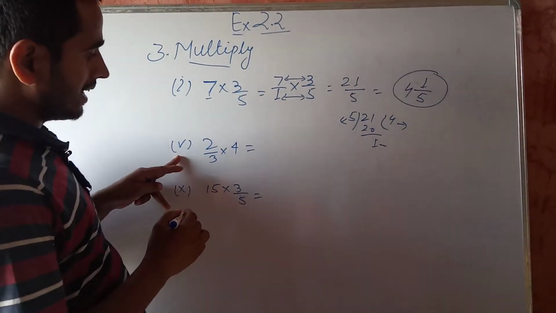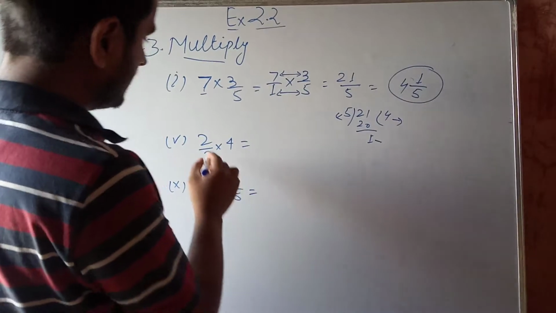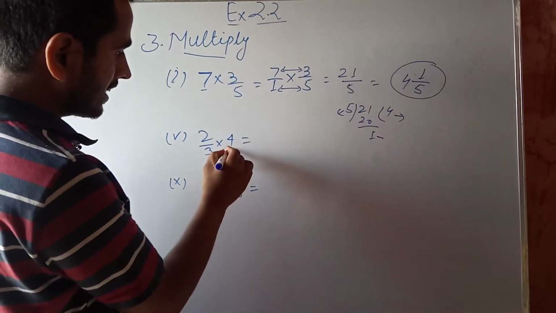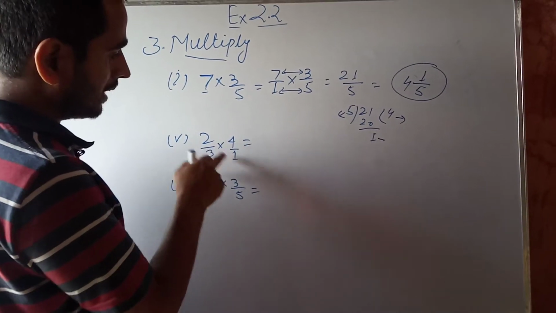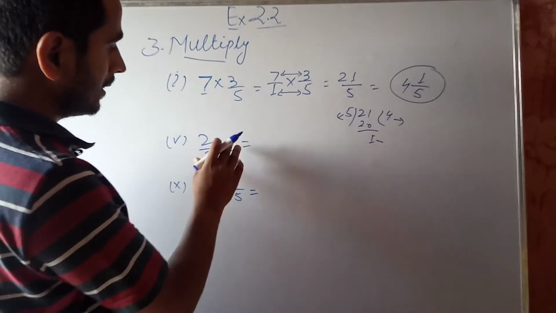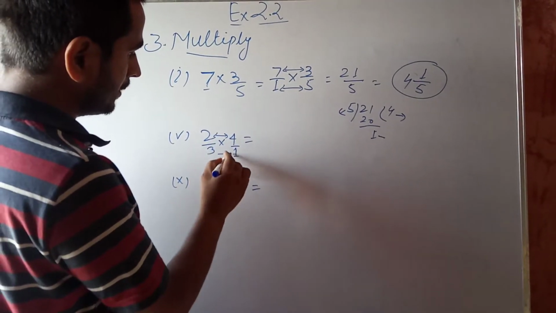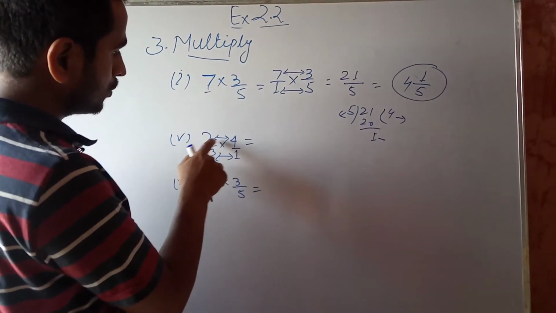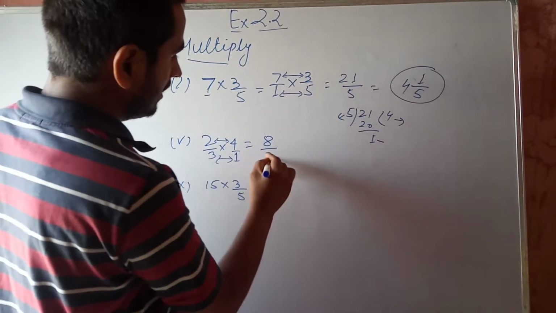Coming to question number 5. 2 by 3 cross 4. 2 by 3 multiplied by 4. We can write this 4 as 4 by 1, because on dividing 4 by 1 we will get again 4. Its value will not change. Now what do we do? We multiply numerator with numerator and denominator with denominator. So 2 fours are 8, by 3 ones are 3.